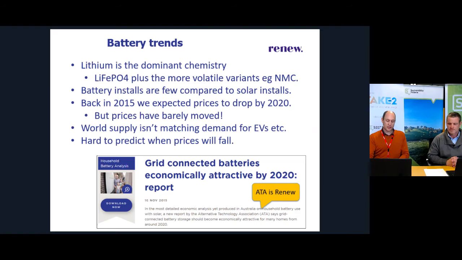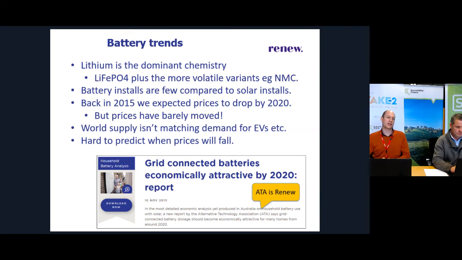The dominant chemistry for solar batteries, or large-scale batteries on buildings, is now lithium. Same general class of chemistry as phones, laptops, cordless tools, electric vehicles, etc. Within that lithium chemistry, there are various different subcategories. One of those is lithium iron phosphate, LiFePO4, which is sort of a little bit on its own category.